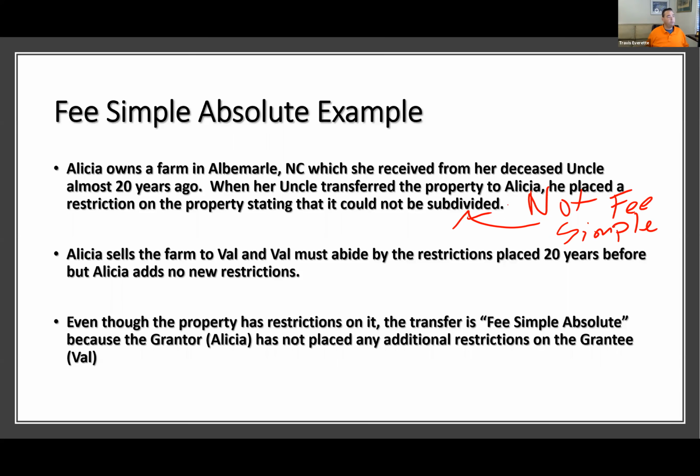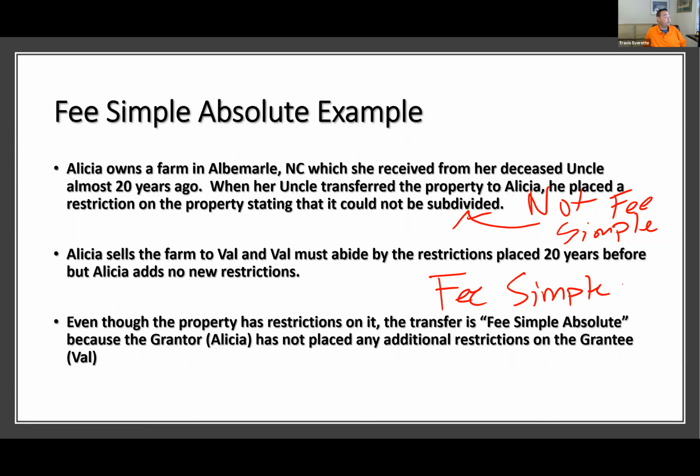But then look at the next bullet point. It says Alicia sells the farm to Val, and Val must abide by the restrictions placed 20 years before, but Alicia adds no new restrictions. So what kind of transfer is Alicia's transfer? Fee simple absolute. This one is fee simple or fee simple absolute. They mean the same thing, because Alicia is just saying, listen, my uncle, the asshole, put this restriction on the property, but I'm not adding to those restrictions. I'm just transferring it to you with the restrictions that were already in place.